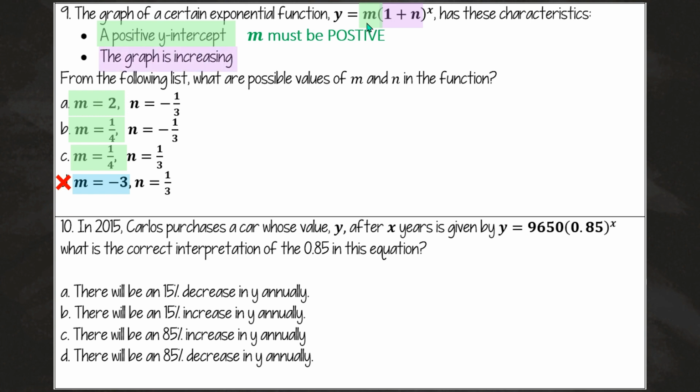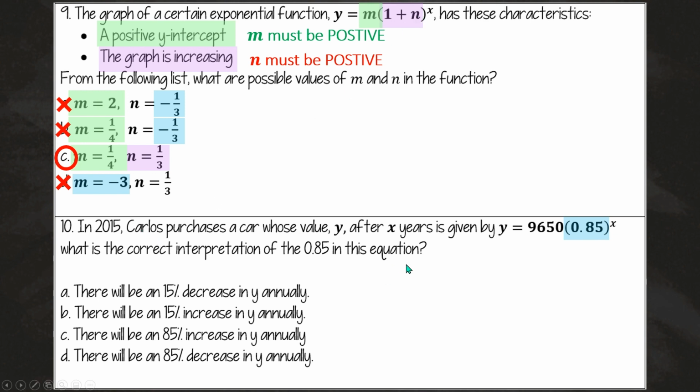And then it says the graph is increasing. So if the graph is increasing, that has to do with our n value, that means that our n must also be positive. So I have a negative n and another negative n in option B. Option C is the only one that gives me a positive n value, so C is the correct answer.